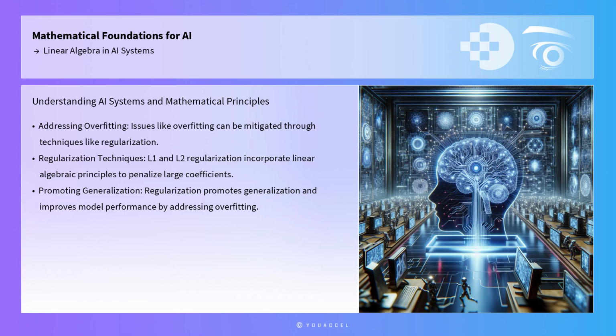In addition to these frameworks, understanding the mathematical underpinnings of AI systems allows professionals to identify and address real-world challenges more effectively. For example, issues such as overfitting, where a model performs well on training data but poorly on new data, can be mitigated through techniques like regularization. Regularization methods, such as L1 and L2 regularization, incorporate linear algebraic principles to penalize large coefficients in linear models, thereby promoting generalization and improving model performance.